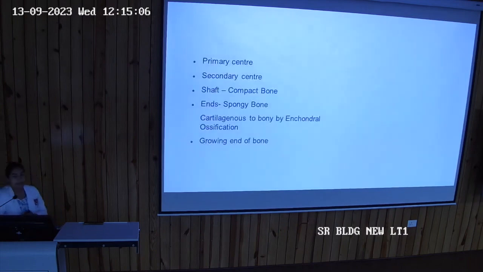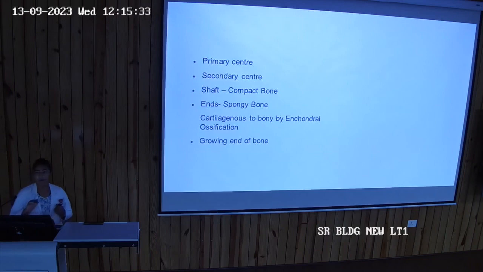Now what are primary centers? What is secondary center? Before that, what is shaft? That is diaphysis. In the adult, the bone is formed of compact bone, while the epiphysis is formed of spongy bone. Now the primary center and the secondary center. Have you heard of this term, primary and secondary centers? Yes. So who will explain to me? Yes, please.